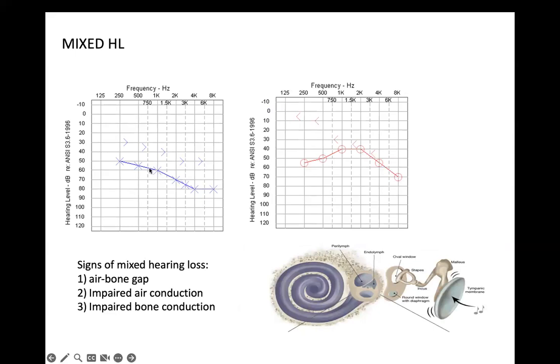Now, mixed hearing loss. With mixed hearing loss, you'll see, again, both air and bone conduction impaired, right? But this time you'll see an air-bone gap. So that's a special thing. In sensorineural hearing loss, you had impaired air and bone, but there was no air-bone gap. While in mixed hearing loss, there is an air-bone gap. So what this means is both bone and air are impaired, but the air conduction is impaired more than the bone conduction. That's why there's an air-bone gap. So this is mixed hearing loss. This is another, again, right ear, this is the left ear.